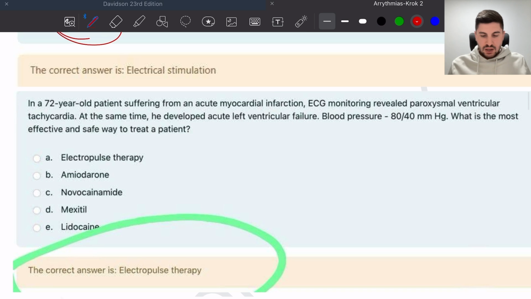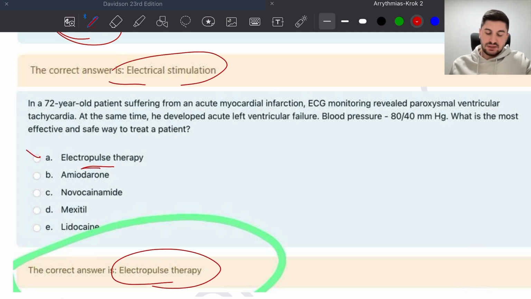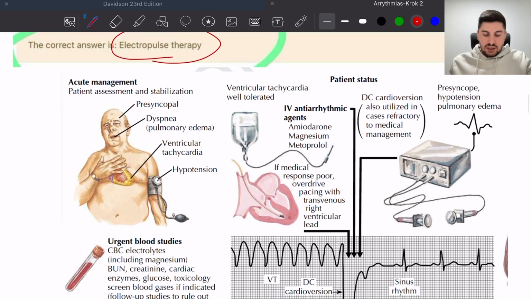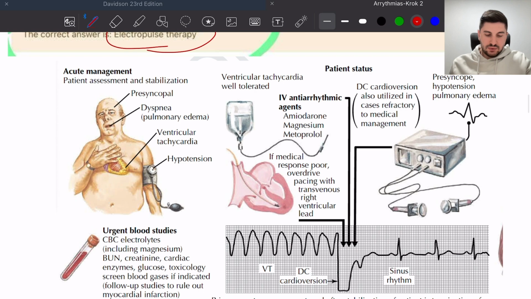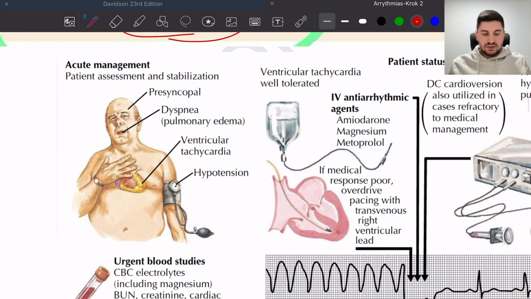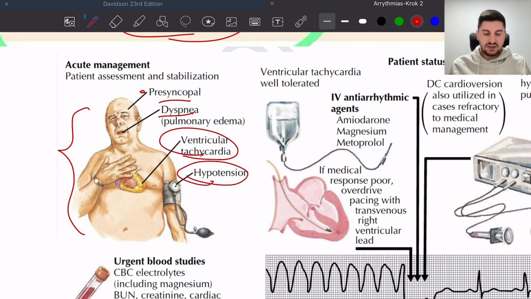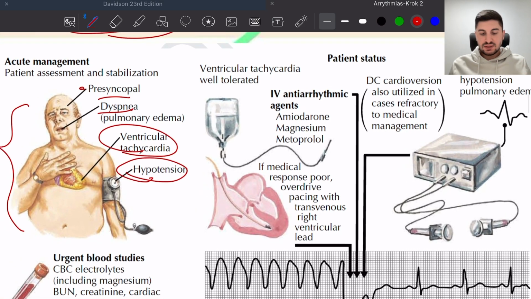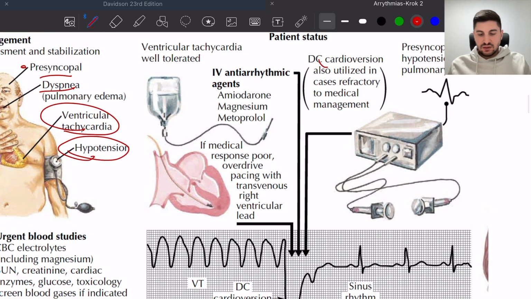Another example, it's the same question. I think it's the Ukrainian or translated version of the question, but it's the same basic thing, and the answer is electropulse therapy, which is the same as electrical stimulation, not lidocaine. Here is a picture to further demonstrate what I mean. This is an unstable patient. He is about to have syncope or loss of consciousness. He's dyspneic. He is having ventricular tachycardia. He's hypotensive. So this is an unstable patient, and we give cardioversion or defibrillation or electrical stimulation.